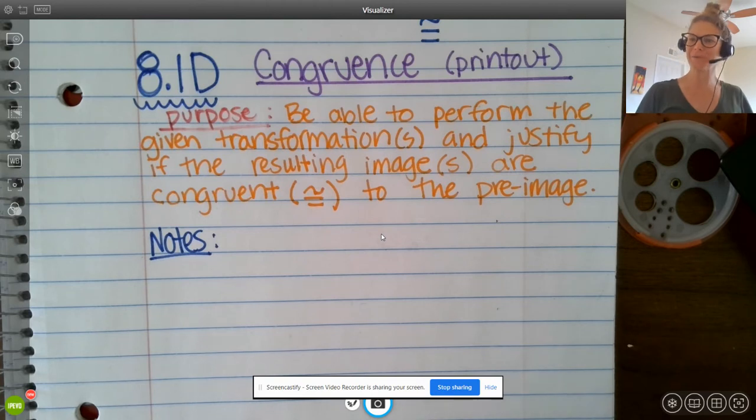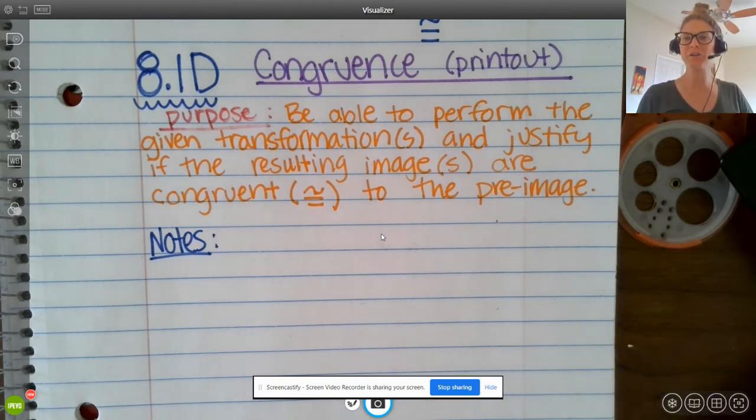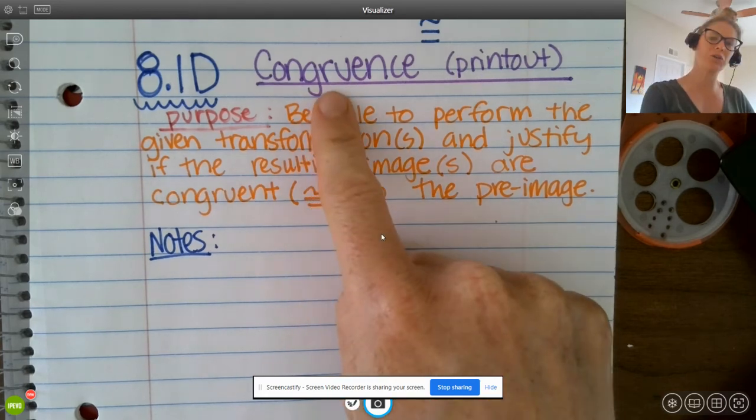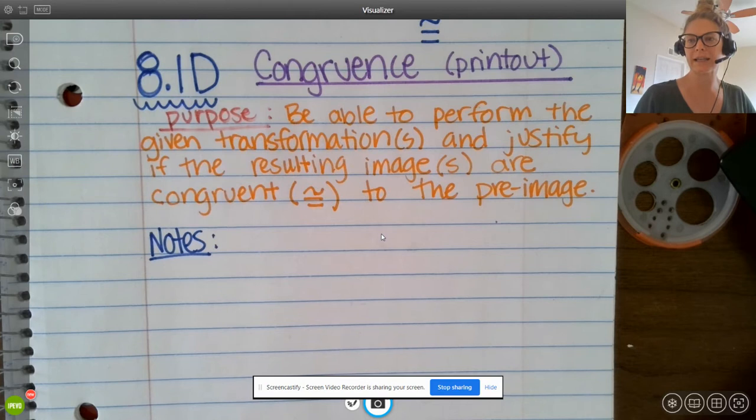It sure is great dealing with transformations. So we've gone over a lot of different types of transformations, and now we're going to be looking at the relationships between the pre-image and the image after a transformation occurs. What we're really focusing on today is congruence, and I usually say it's like a cookie cutter: same size, same shape. So if I made a bunch of cookies all the same size and shape.